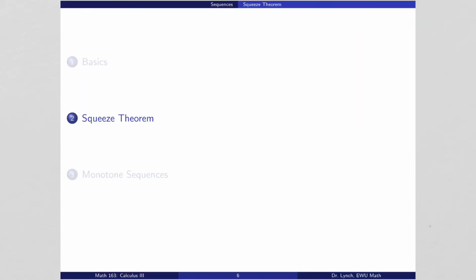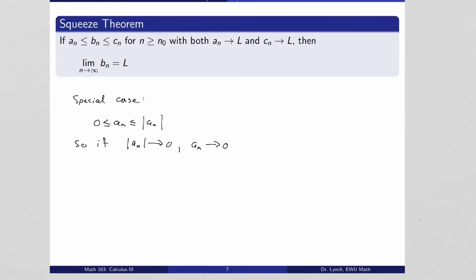A quick discussion of the squeeze theorem. You'll remember the squeeze theorem from Calc 1 as a strategy to tell you the limit of a function when that function is bounded between two other functions whose limits you know and are the same. It's the same thing here for sequences. If we have a sequence b sub n, which is bounded between a sub n and c sub n, and a sub n and c sub n both converge to L, then b sub n does too.